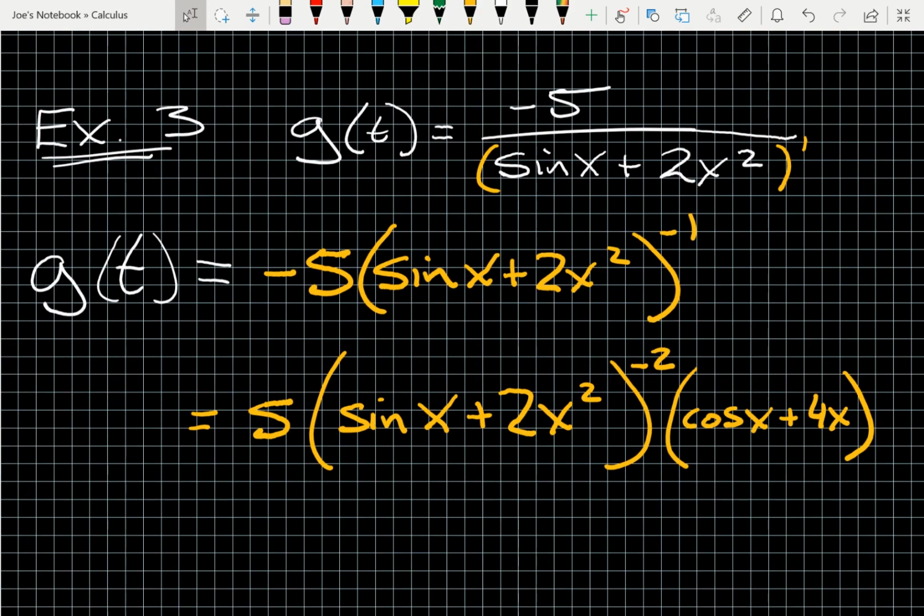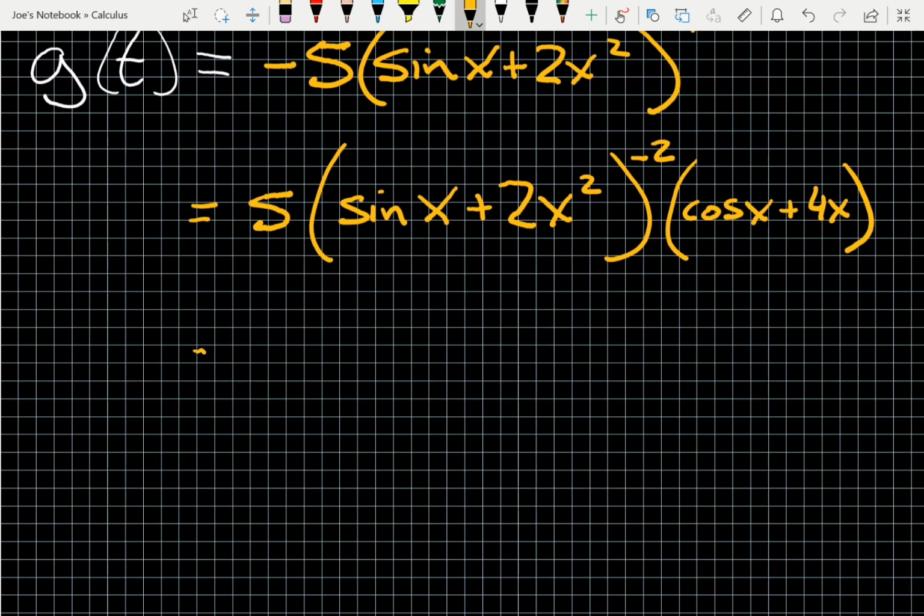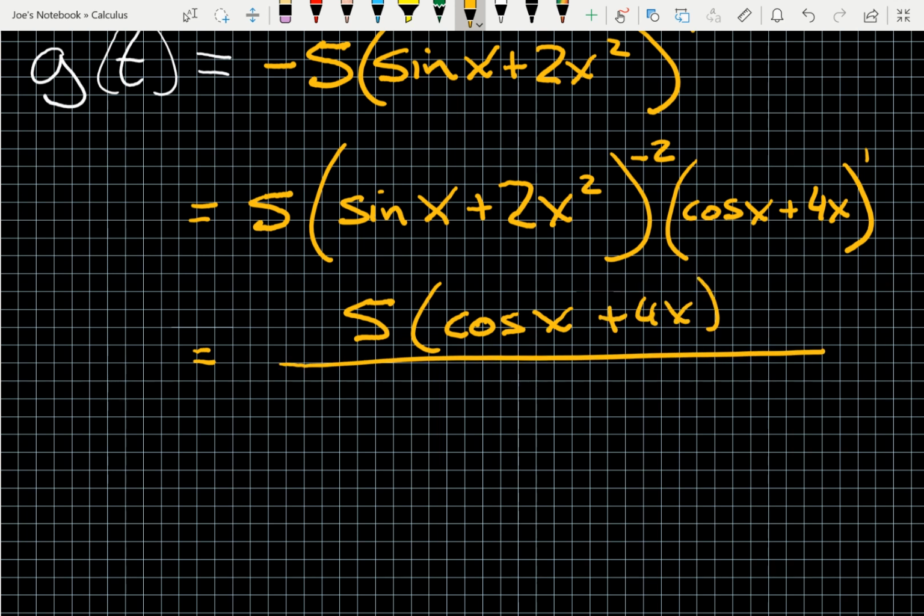And there we go. Well, we'll put that down in the denominator just to clean it up. So we've got 5 in the numerator. This positive power right here is in the numerator, cosine of x plus 4x, all over what is in the denominator, sine of x plus 2x squared to the power of positive 2 now, because it's in the denominator. Okay, that is an introduction to the chain rule.